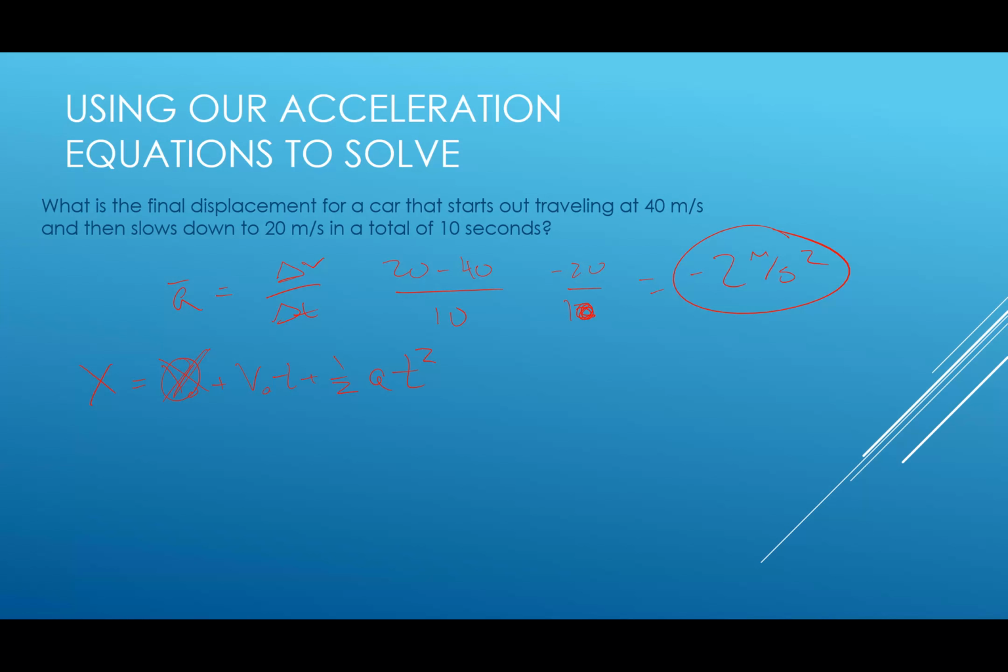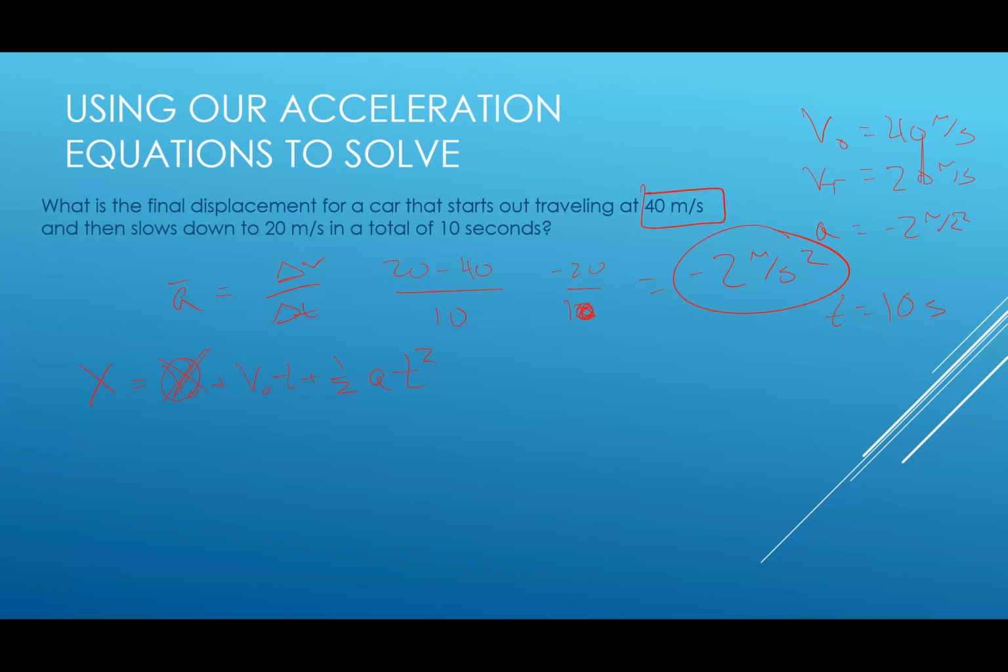What is the final displacement for a car that starts at 40 meters per second? It's always a good idea to write your variables over here. So v naught equals 40 meters per second. v final, even though we already used it, was 20 meters per second. Acceleration is negative 2 meters per second squared. And our last one, time, is equal to 10 seconds.